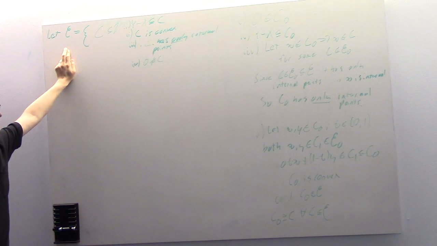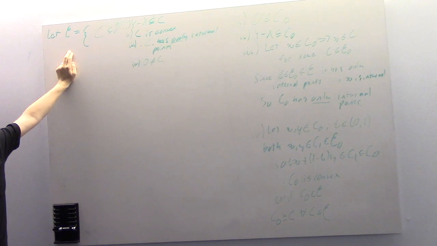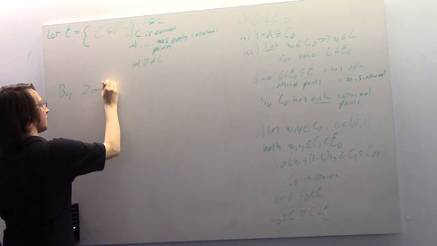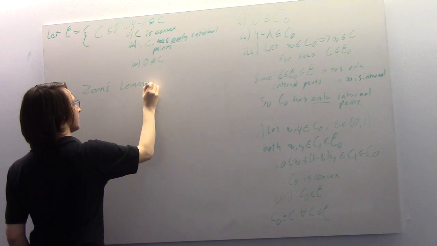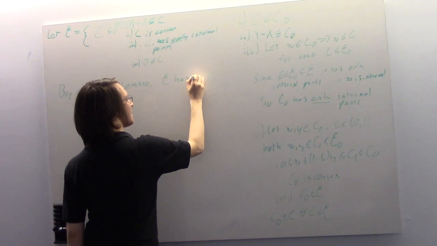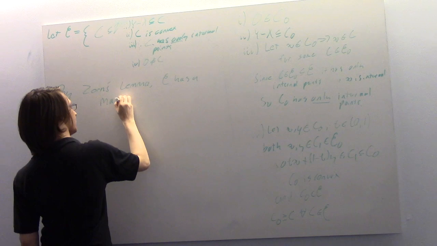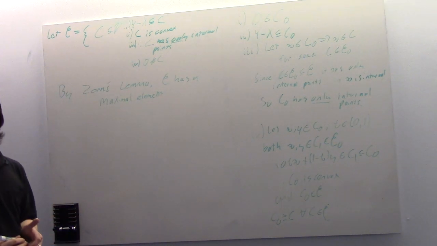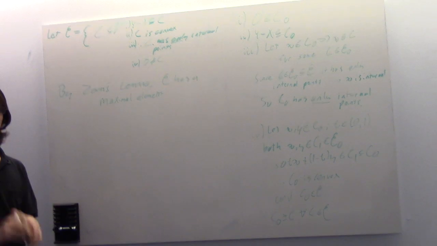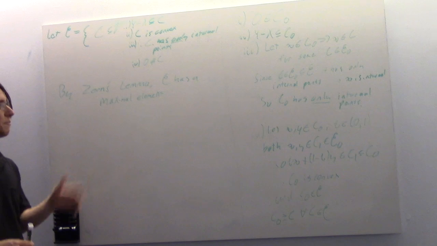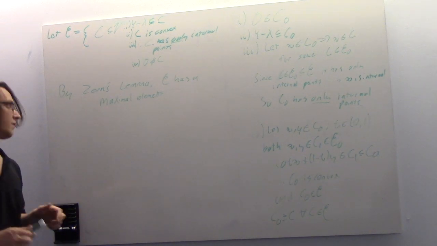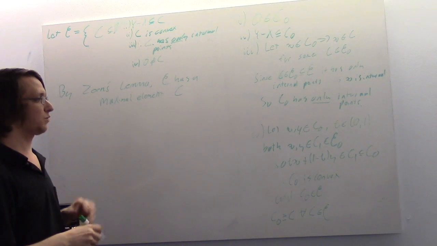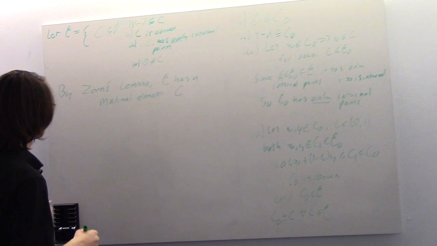This says every increasing chain in script C has an upper bound. By Zorn's lemma, script C has a maximal element. What it means to have a maximal element is there is some element that is greater than or equal to everything it can be compared to. There might be more than one, so be careful. And let's call this maximal element C, because we really like our C's here. Okay?